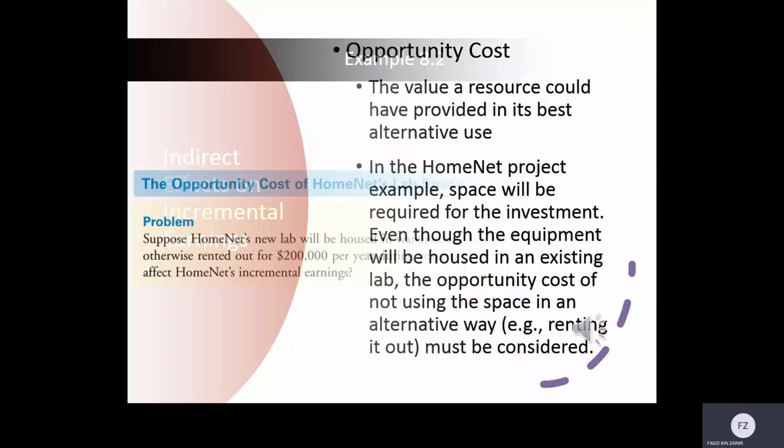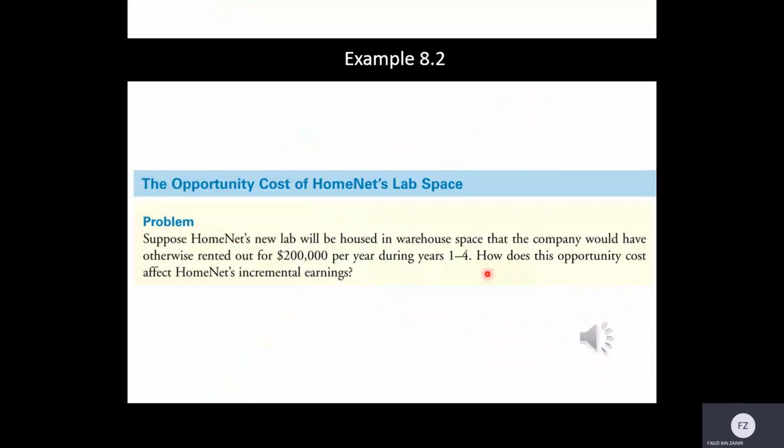Let's look at one example: the opportunity cost of HomeNet's lab space. Suppose HomeNet's new lab will be housed in a warehouse space that the company would have otherwise rented out for 200,000 per year during year 1 to year 4. So every year it is going to be rented for 200,000. How does this opportunity cost affect HomeNet's incremental earnings?